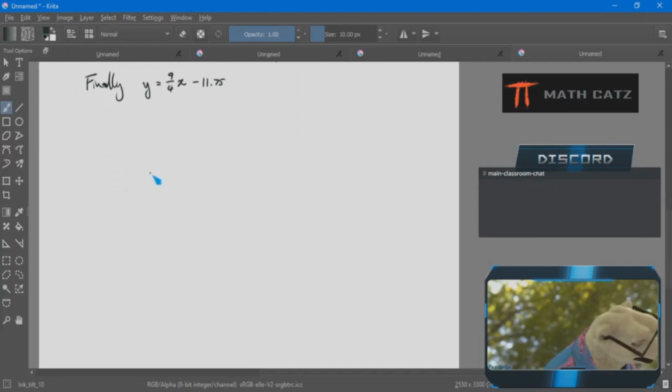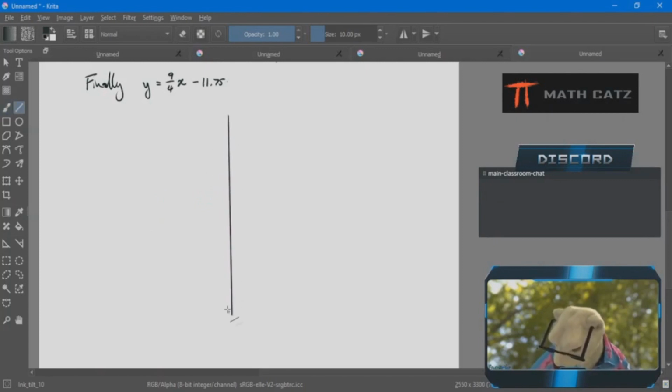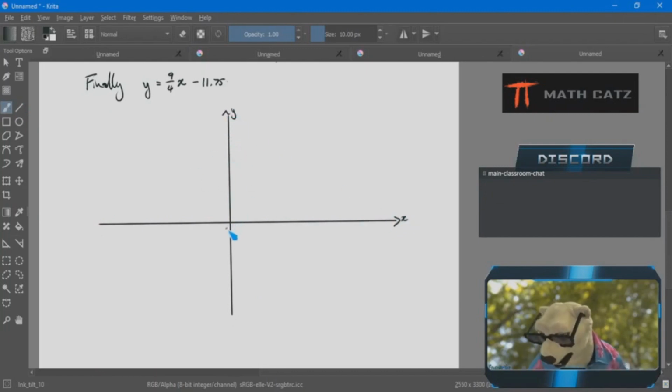Now I know my question is done. They don't ask for the graph. In problem 1.3 they do, but I might as well do a graph for this one. Let's set it up. And again, it's just a very rough visualization. It doesn't have to be perfect in any way. So our y-intercept, let's just put it over there, negative 11.75.